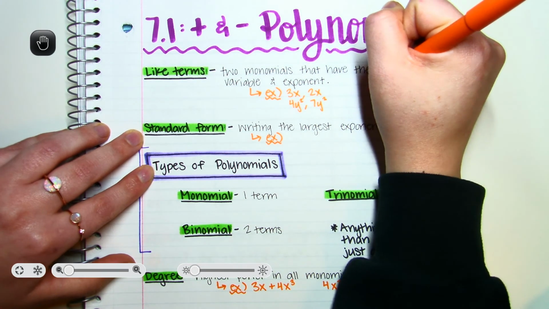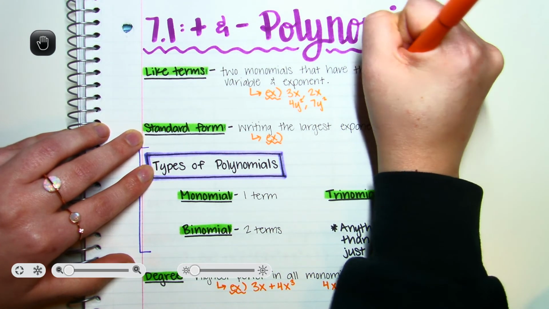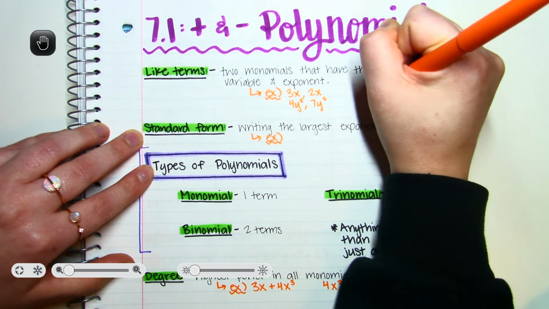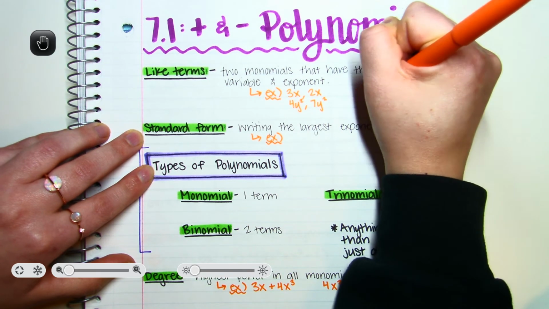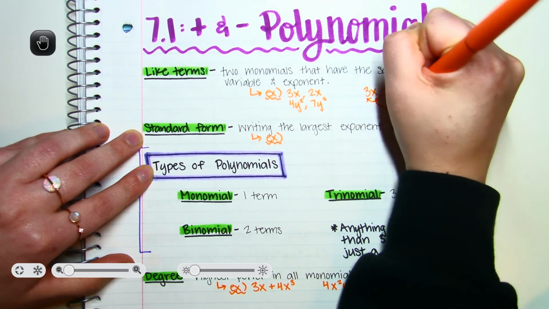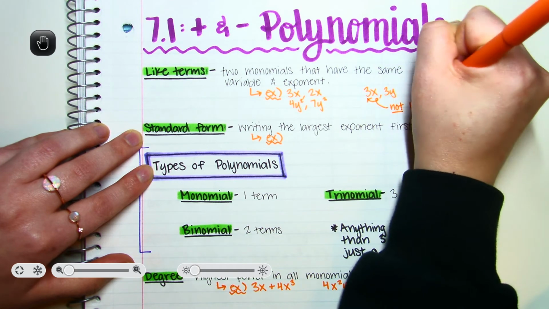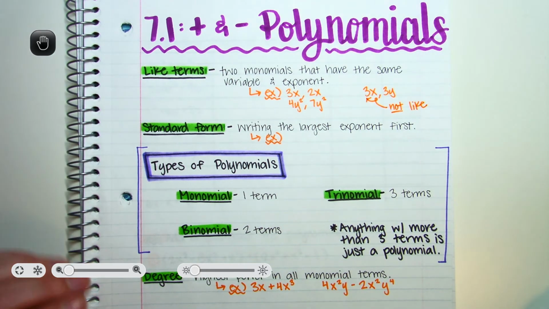Something that's not like terms would be 3x and 3y. These would be not like terms. Even though the 3's are the same, it's an x and a y, so they are not like terms.